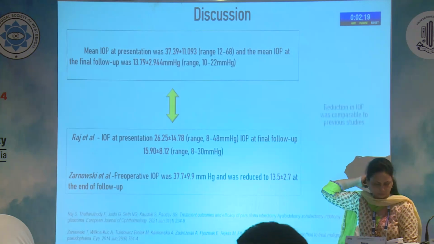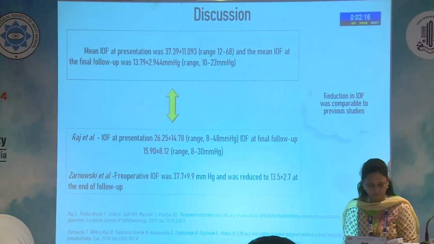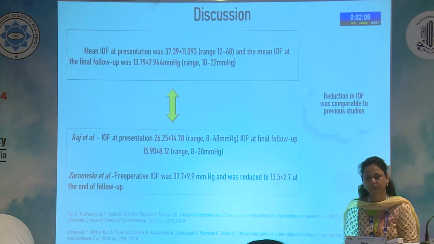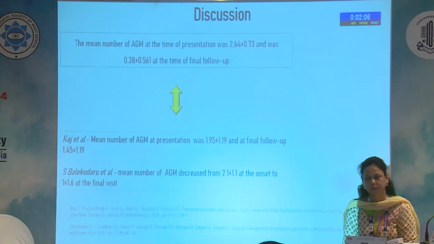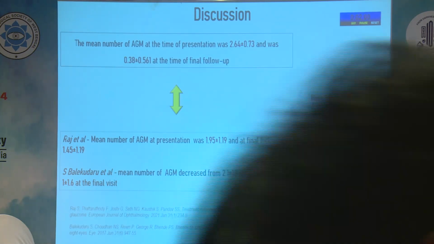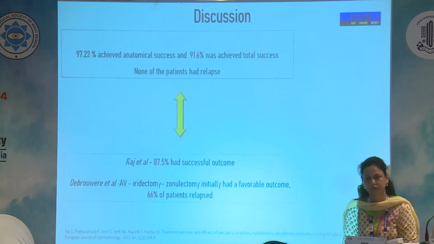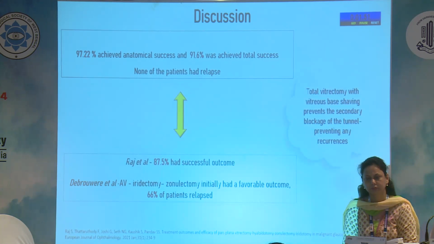Coming to the discussion, mean IOP at presentation was 37.39 and at final follow-up was 13.79. There was a statistically significant reduction, and the reduction of IOP was comparable to the previous studies by Raj et al. and Zarnowski et al. Mean number of anti-glaucoma medications at presentation was 2.64 and at final follow-up was 0.38, and there was more reduction in anti-glaucoma medication compared to the previous studies by Raj et al. and Balakandru et al. 97.22% achieved anatomical success and 91.6% achieved total success, and none of the patients had any relapse. The total vitrectomy with vitreous base shaving done in this surgery prevents a secondary blockage of the tunnel that is already created, and it prevents any recurrences.